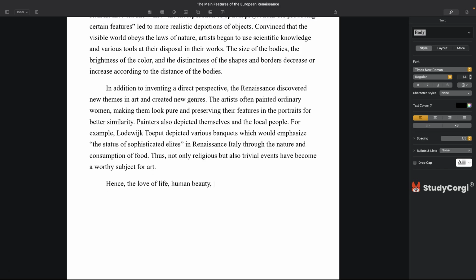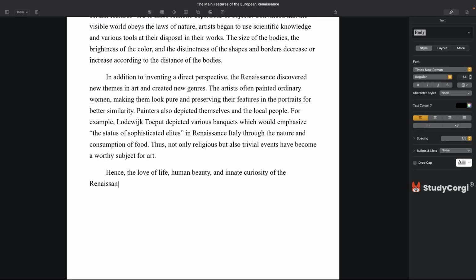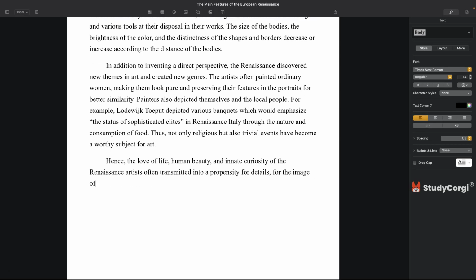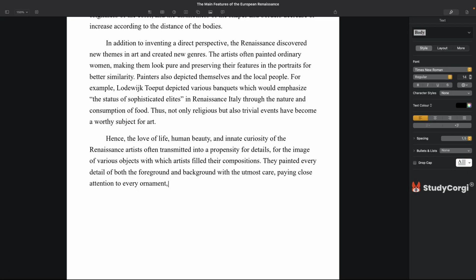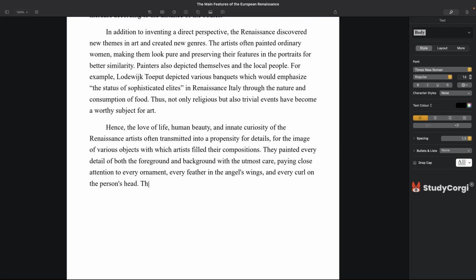Hence, the love of life, human beauty, and innate curiosity of the Renaissance artists often transmitted into a propensity for details, for the image of various objects with which artists filled their compositions. They painted every detail of both the foreground and background with the utmost care, paying close attention to every ornament, every feather in the angel's wings, and every curl on the person's head.